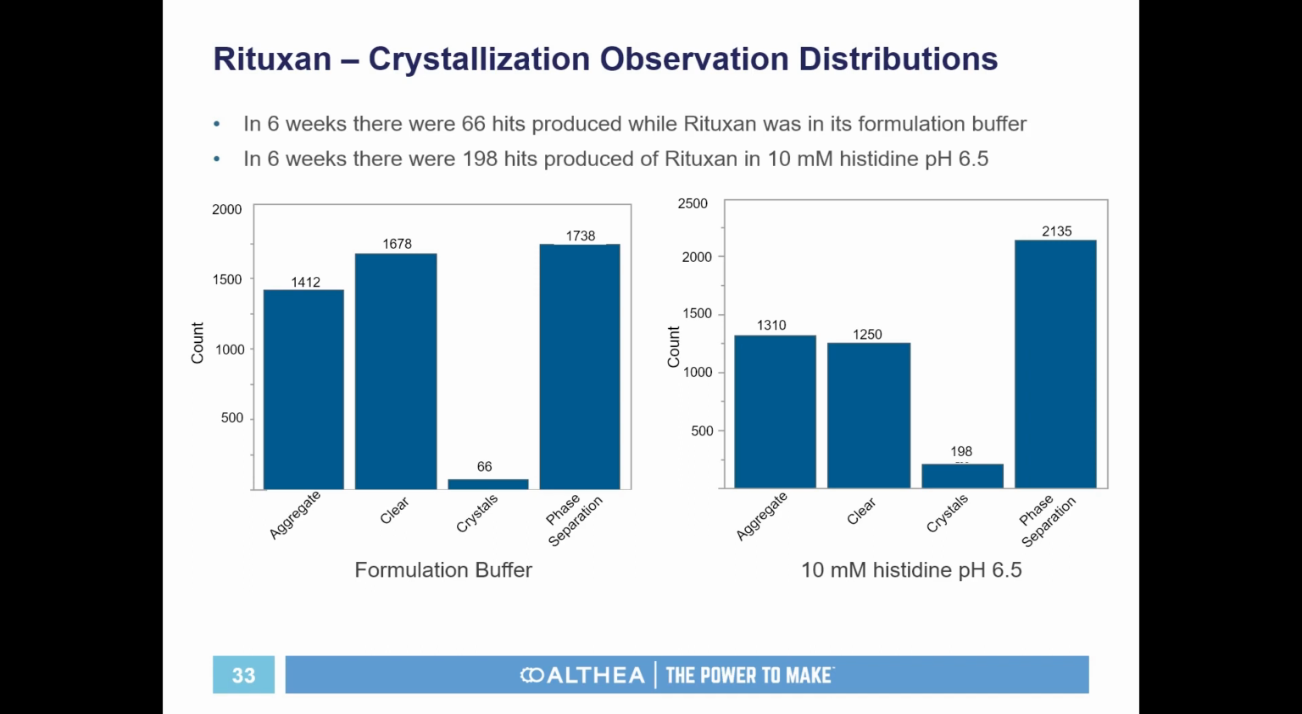As you can see, there were 66 different crystal hits when the protein was in the formulation buffer. And then you can compare that to close to 200 crystal hits when the protein was suspended in our 10 millimolar histidine, pH 6.5. I calculated it out, it's close to a 200% increase in the number of hits found using our methodology. So just an astronomical difference, really gives us a large amount of crystal hits, different conditions that we can choose when we're moving forward in our batch development.